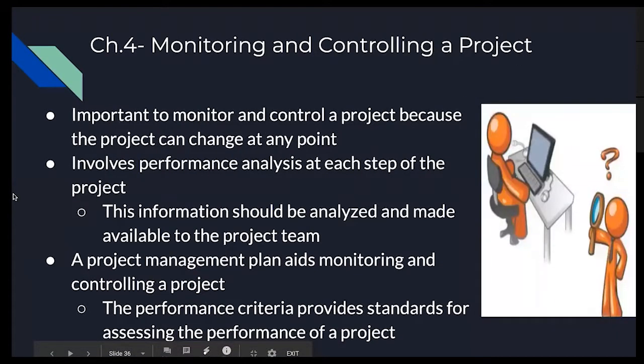Moving on to monitoring and controlling a project. We see it's very important to monitor and control a project, because all projects, they're never going to be perfect, as Jacob said, and you're going to have to adapt to changes. And so that's really the purpose here, is to adapt to what's in front of you.